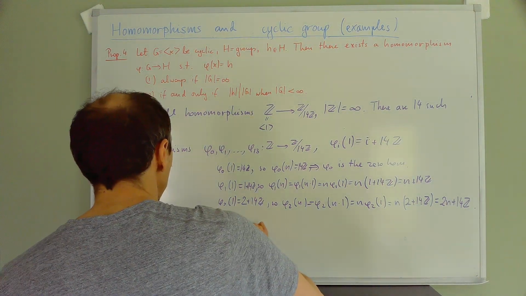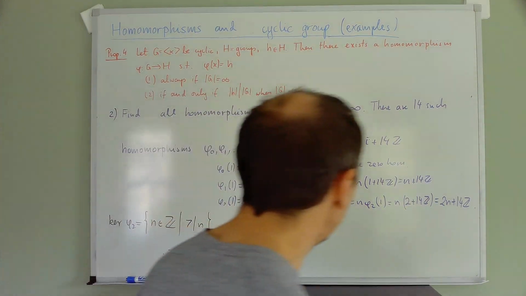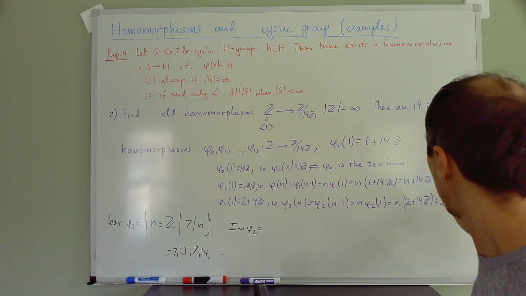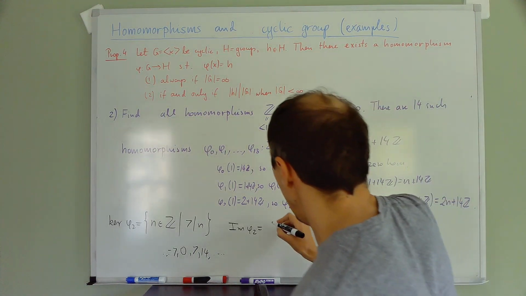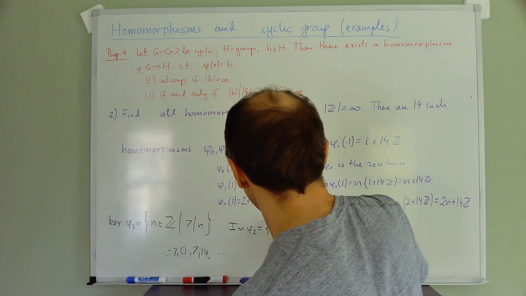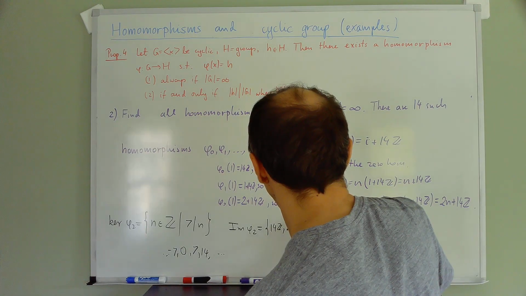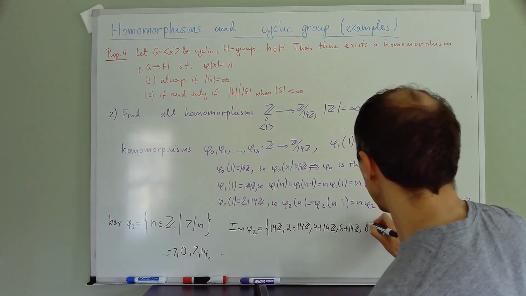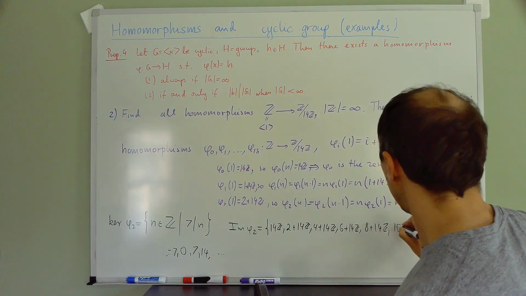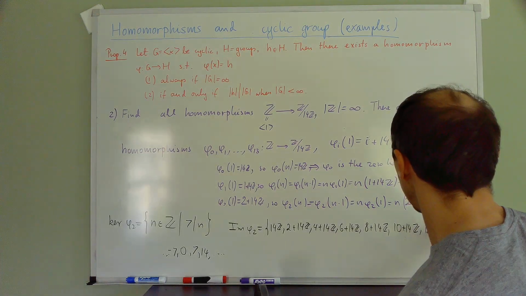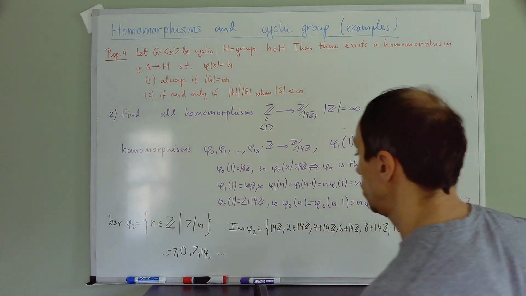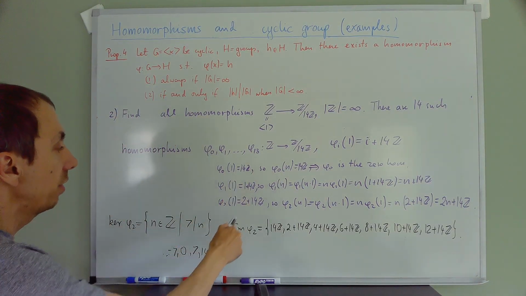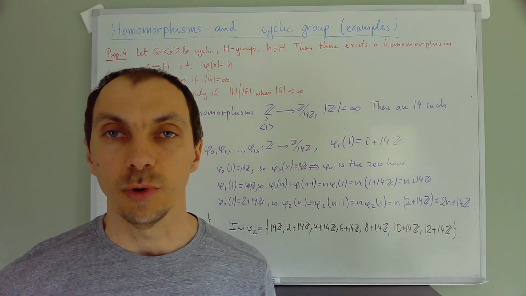And what's the image of phi 2? What is the range? Which elements of Z mod 14Z do I get? Do I get everything? No, right? This thing will always have to be even here. So I actually get 14Z, 2 plus 14Z, 4 plus 14Z, 6 plus 14Z, 8 plus 14Z, 10 plus 14Z, and 12 plus 14Z. These are the only elements that are in the range of phi 2. Now, this is just 3 of them. There are 11 more, which if you wish, you could analyze this way.